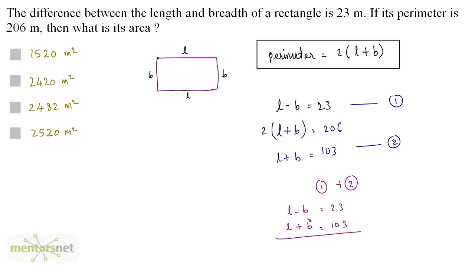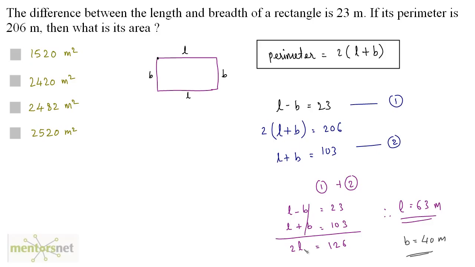So you are adding these equations, so B gets cancelled out. We have twice of L is equal to 126. Okay, so therefore length is equal to 126 by 2, and that is 63 meters. So you have got the length. What is the breadth? Well, put the value of length in equation 2, you'll get the breadth. So breadth is equal to 103 minus length, that's 103 minus 63, and that will be equal to 40 meters.